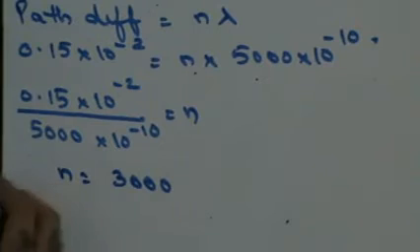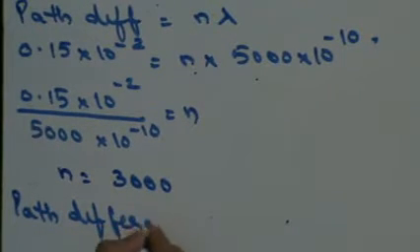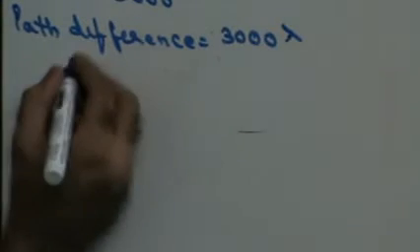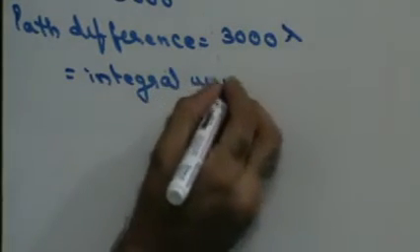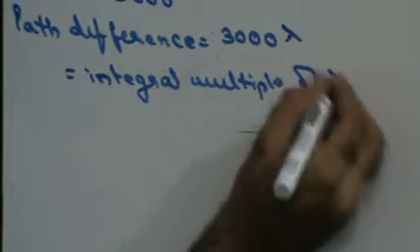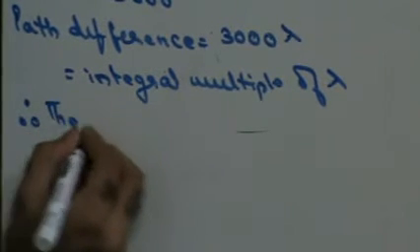That means I can say therefore the path difference is n lambda. n you found out as 3000, so 3000 lambda, which is an integral multiple of lambda. Since it is an integral multiple of lambda, therefore it has to be a bright point. Only if it is an odd multiple of lambda by 2 will it be a dark point. Otherwise it will be a bright point. I can say therefore the point is bright.